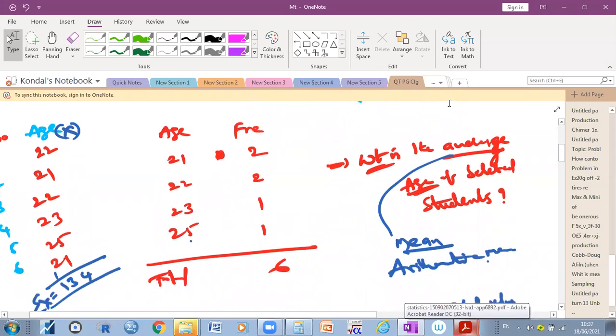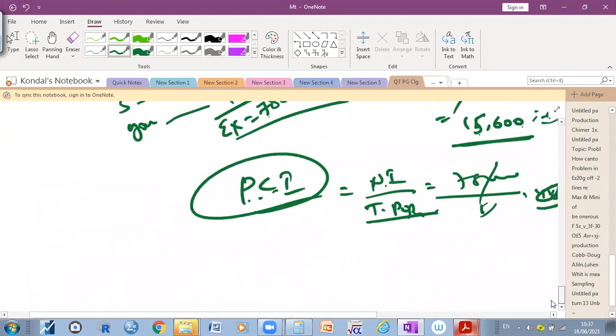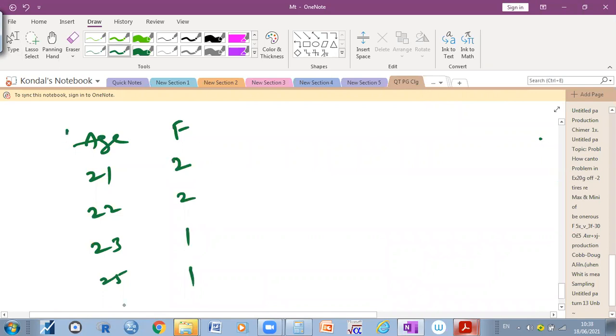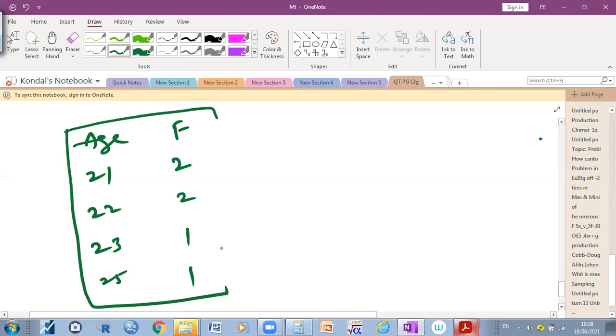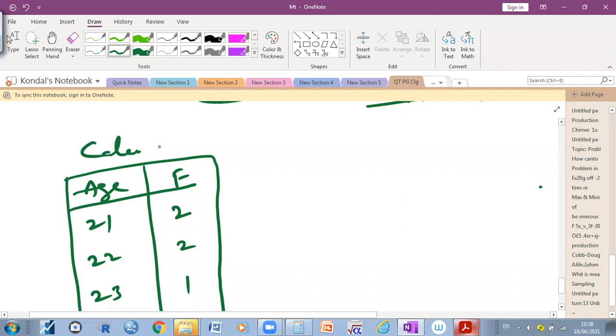For example, if your table is like this, I will take the example: ages 21, 22, 23, 25. The frequency is 2 people, then 1 and 1. So when we have data like this, how do we calculate the average? Simply calculate the arithmetic mean by taking this data.